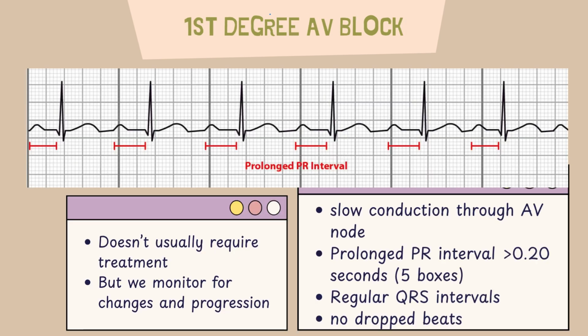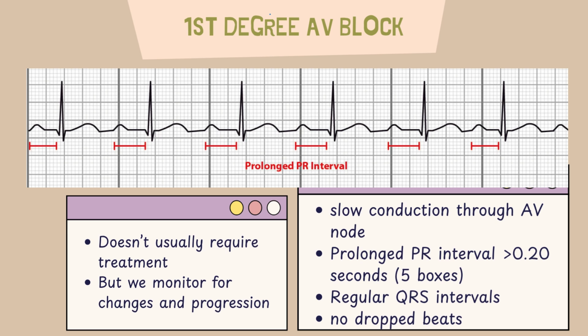First degree AV block. This one is simple. Everything is normal. We have P waves before every QRS. Spacing is consistent, except the PR interval is just too long. It's greater than 0.2 seconds or more than 5 small boxes. But here's the thing. Every impulse still gets through. There's no dropped beat. It's just a delay through the AV node.